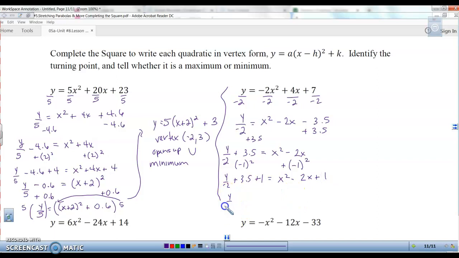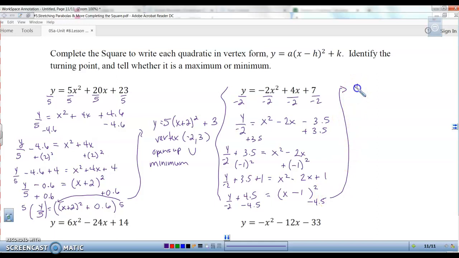Okay, combine your terms over here. 3.5 plus 1 is 4.5. All right, and then x squared minus 2x plus 1 will be my perfect square trinomial. Remember, it matches this. It's going to be x minus 1 quantity squared. All right, move the 4.5 back to the other side. I have to go up here, I think.